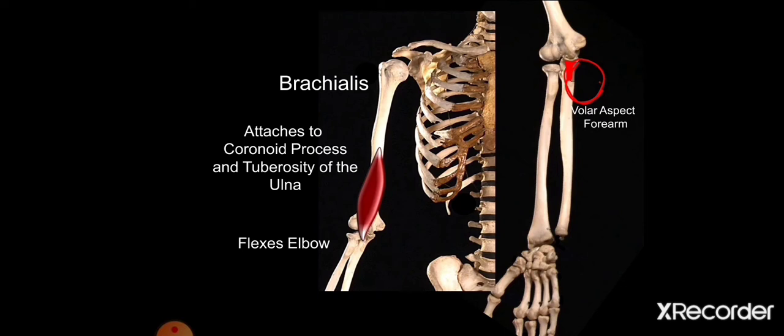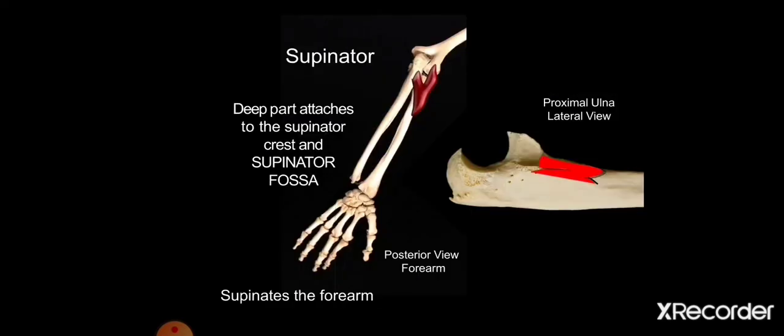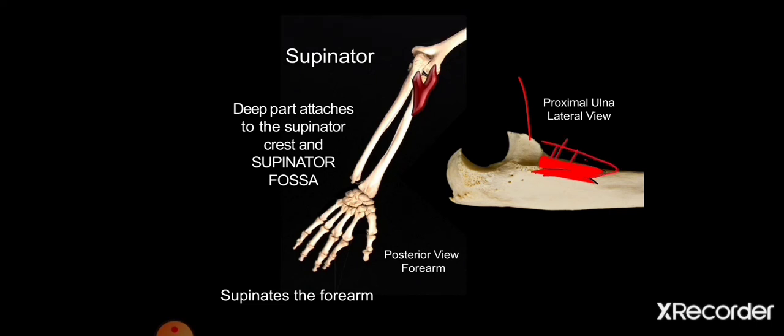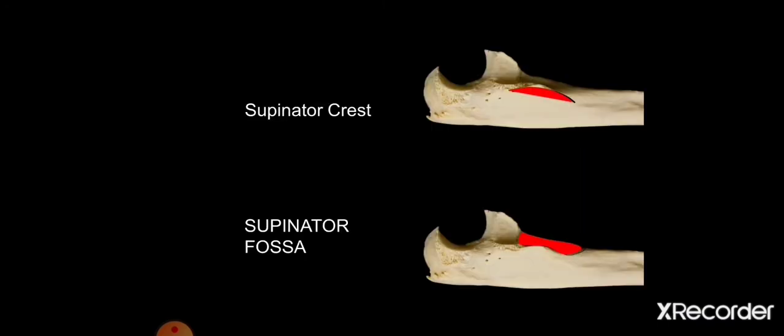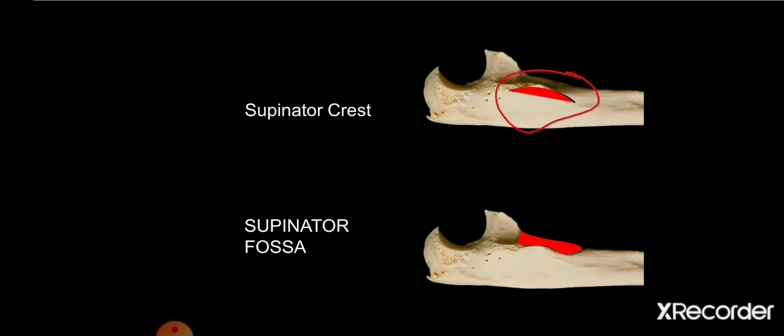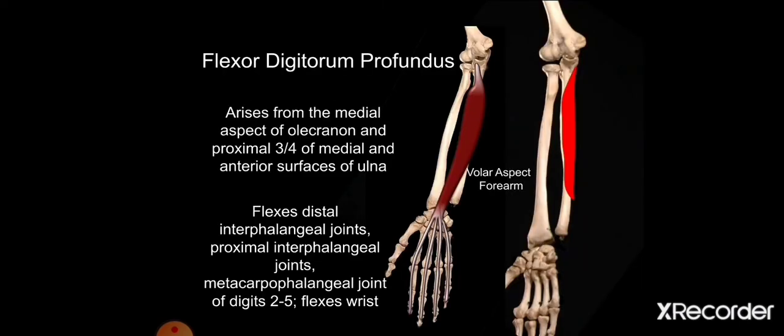This is the supinator muscle, arises from the supinator fossa and the supinator crest. So supinator fossa is a depressed area just lower to the radial notch. This is the radial notch. Just lower to it there is a depressed area which is highlighted over here. This is the supinator fossa, and the posterior margin of the supinator fossa is known as supinator crest. These two areas give origin to the supinator muscle. It is a muscle of the back of forearm.